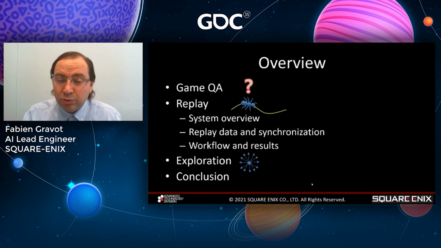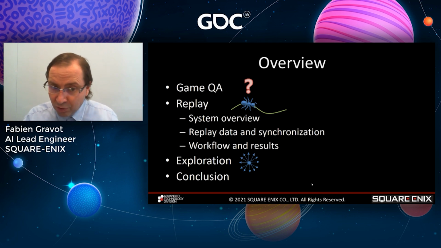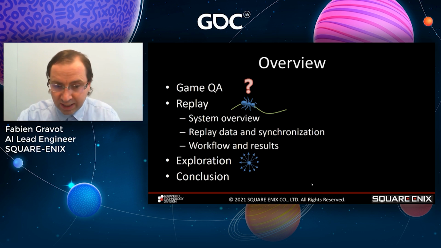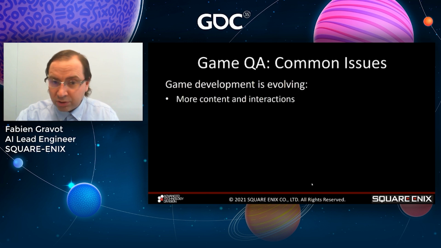First, I'd like to talk a little bit about the problematic of QA for games and focus on the main part of this talk, that is the replay system, with an overview of the system, what kind of data we use, how we synchronize them, what kind of workflow we were using, and some results that we got. I will also talk about small extensions, that is explorations, to allow the bot to explore the game, and conclude on some future works.